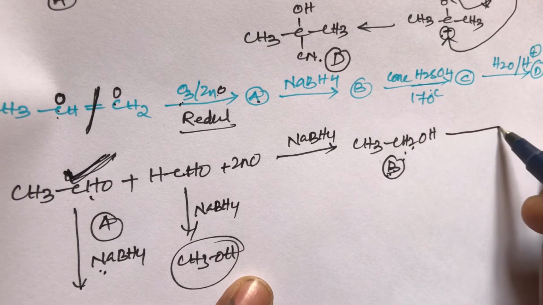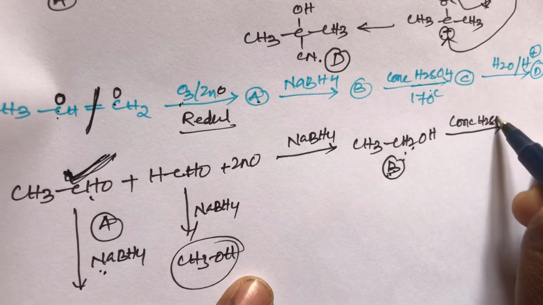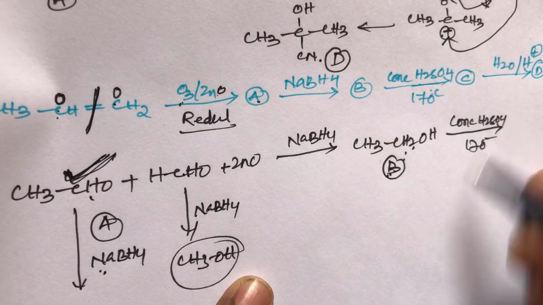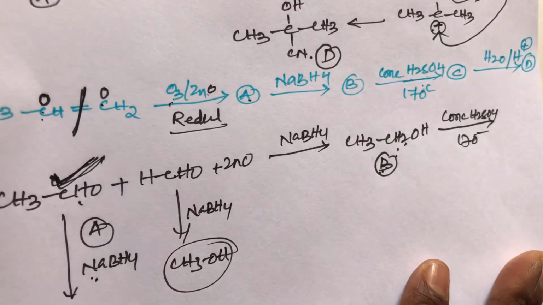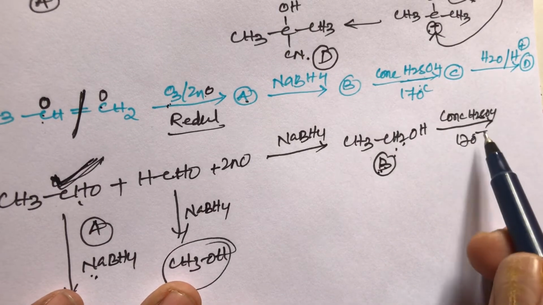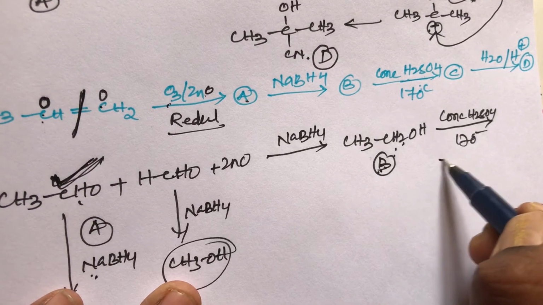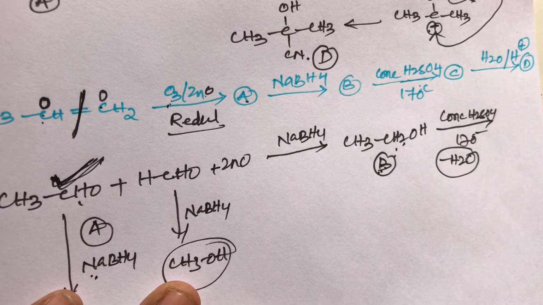This B compound reacts with concentrated H2SO4 at 170 degrees centigrade to give the C compound. What is the role of concentrated H2SO4 at 170 degrees? That is dehydration. H2SO4 acts as a dehydrating agent. Dehydrating agent means removal of water.